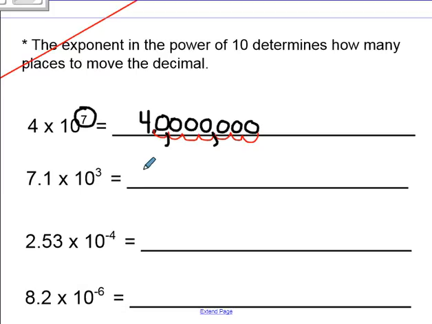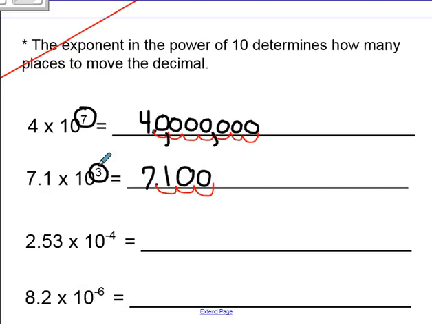And now we can do it together. I start off with 7 1/10. I'm going to move that decimal place 3 times. Let's do that in red. 1, 2, 3. Fill in those zeros. And my answer in standard form is 7,100.